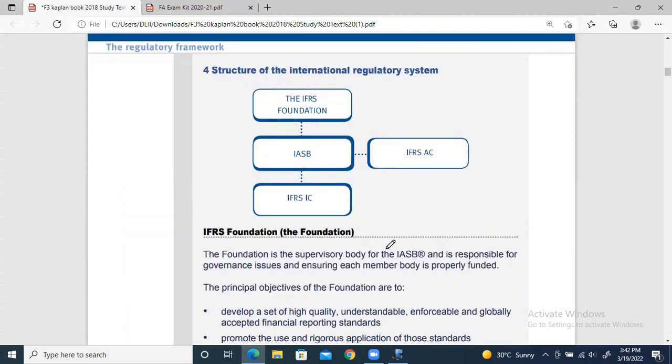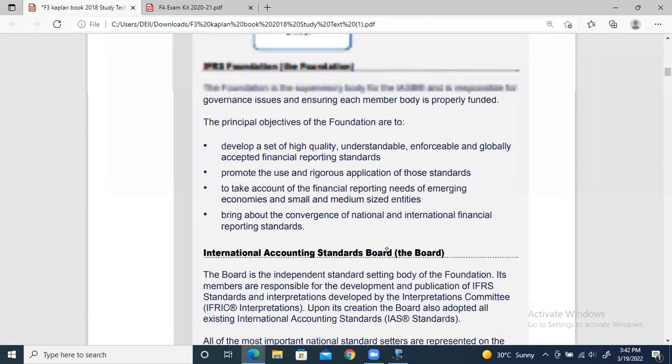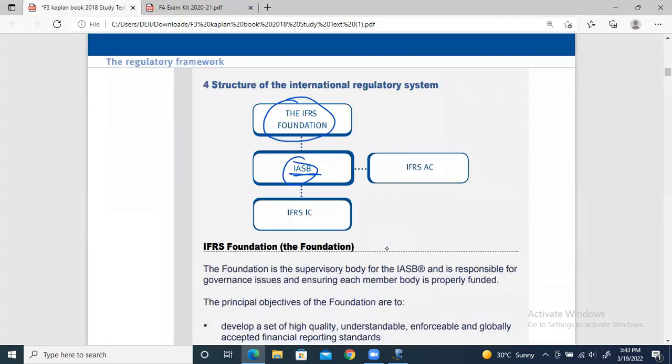This was the main thing that I was talking about in chapter 2, right? So what happens is that on the top there is the IFRS Foundation. Below that comes IASB. IASB is basically International Accounting Standard Board. It's written, everything is written over here, so you don't need to write anything in notes.